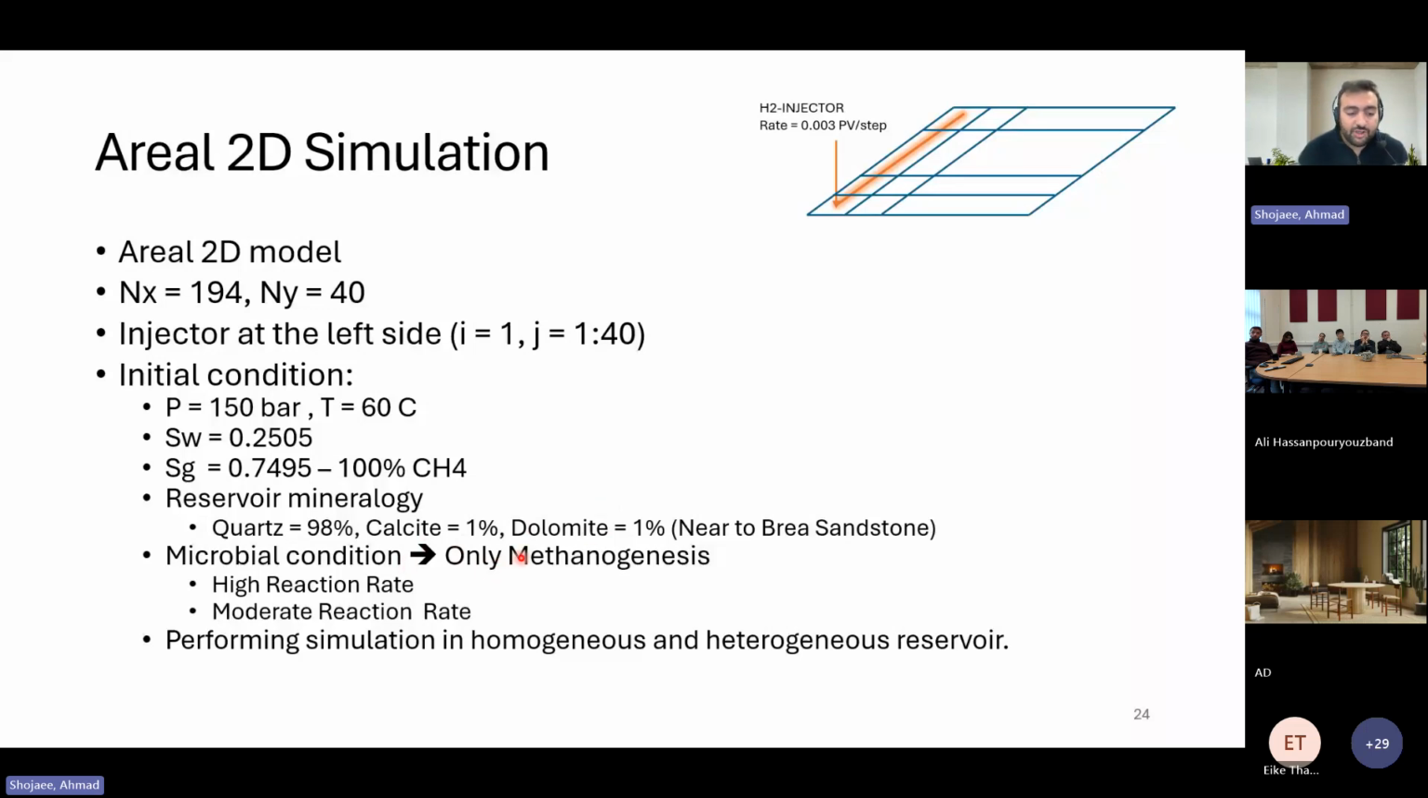Assuming we only have methanogenesis and using 2 different reaction rates, a high reaction rate and a moderate reaction rate. And we perform this simulation in 2 reservoir systems: a homogeneous system, I mean the permeability is constant, and a heterogeneous reservoir, in which we have a distribution of permeability in the reservoir. 100 days of injection, 100 days of shut-in, and 100 days of back production.